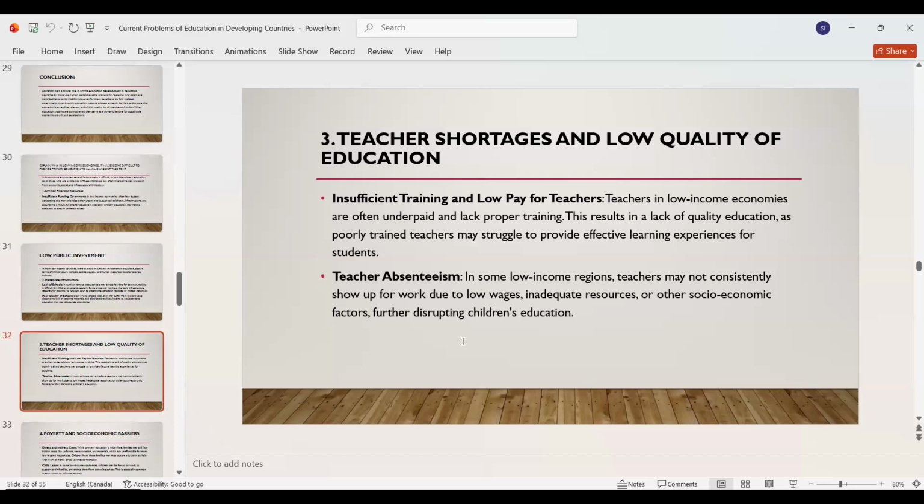So teacher absenteeism. In some low-income regions, teachers may not consistently show up for work due to low wages, inadequate resources, or other socio-economic factors, further disrupting children's education. So teachers, actually, they are going to work less than 210 days, right? And they have 41 days leave, right? So leave means everyone is thinking we have to take that leave because it is our privilege.